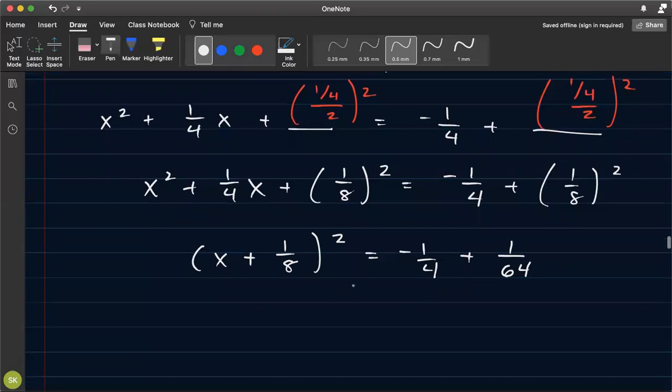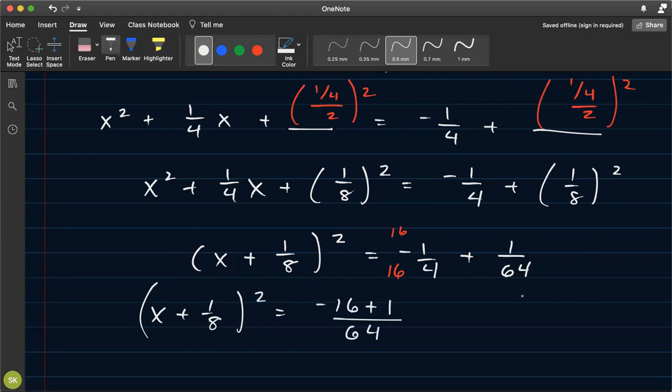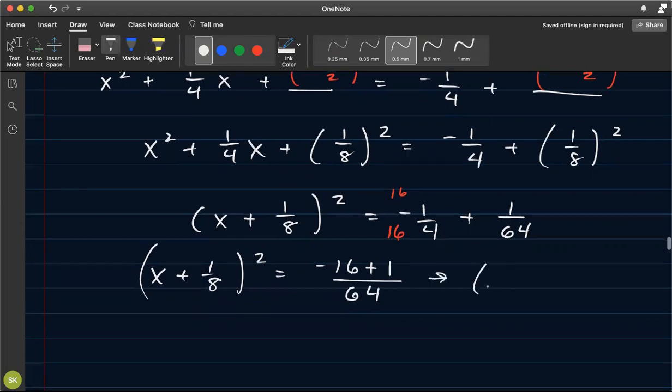Okay, almost done. We need to combine these fractions. So you need to figure out what you need to multiply 4 by to get 64. And I believe it's 16. You can just double check by taking 64 and dividing it by 4. You should get 16. So the top and the bottom get multiplied by 16. And we're left with (x plus 1/8) squared is negative 16/64 plus 1/64, because I'm adding these two fractions. And I get (x plus 1/8) squared is negative 15/64.